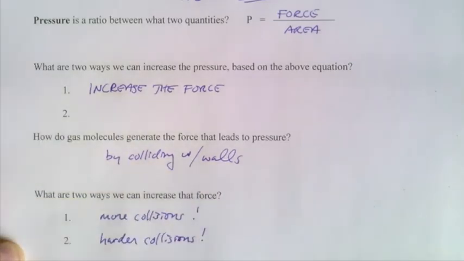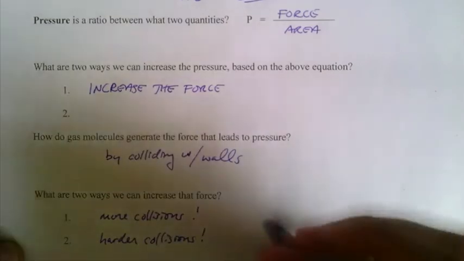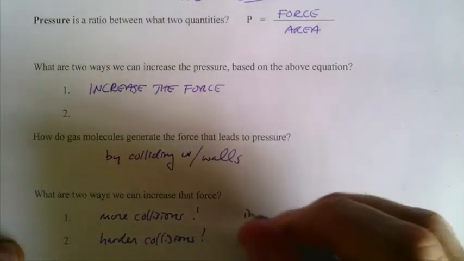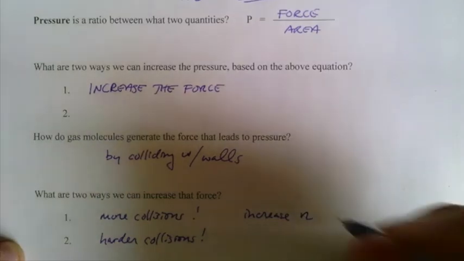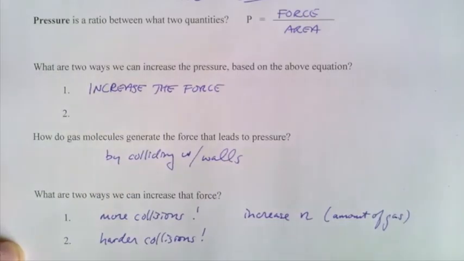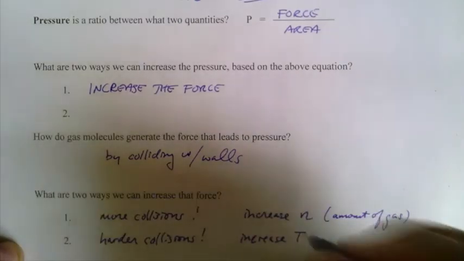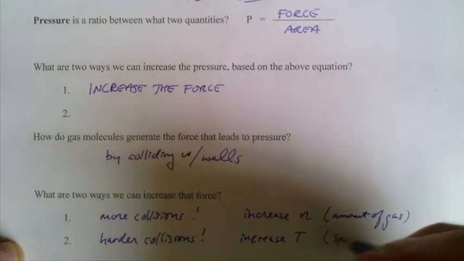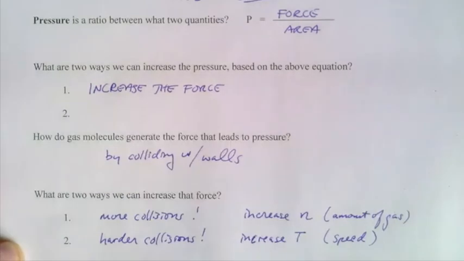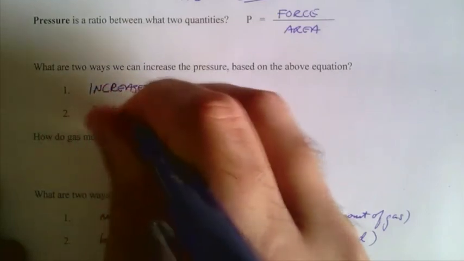In fact, if you think about this, these are also the ways that we got greater reaction rates. And so what that means here is that for more collisions, I would increase n, the amount of gas present. For harder collisions, I would increase T, which is going to mean speedier molecules smacking the walls harder. The other thing we can do is we can give them a smaller area to hit. And so this would say decrease the area.